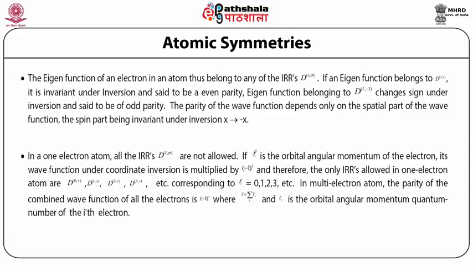In a multi-electron atom, the parity of the combined wave function of the electrons is minus 1 to the power L, where L is the sum over all the L_i, where L_i is the orbital angular momentum quantum number of the ith electron. Which means that the irreducible representation of a one electron system in the S shell has even parity, in the P shell has negative parity, in the D shell has positive parity, and so on.